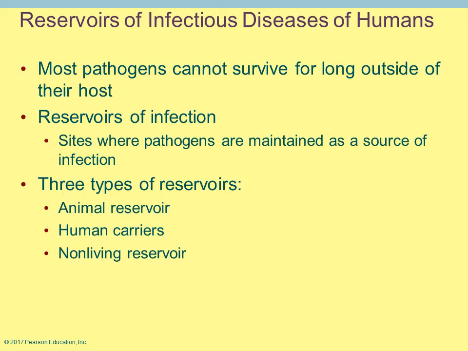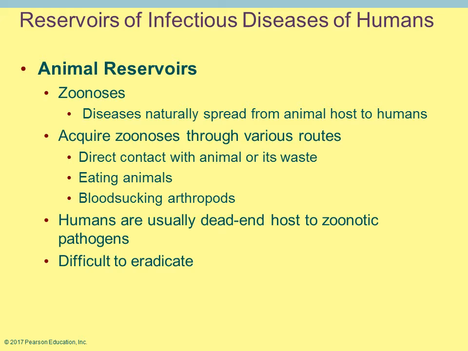Most pathogens can't survive very long outside of a host, so they have to be somewhere. So where are they? They're in what we call the reservoir. This is where some of them are always going to be, kind of like maintaining a stock culture, if you will. This is what happens in nature. There are three different types of reservoirs: animal, humans, and non-living. Animal reservoirs are known as zoonosis. These are diseases that naturally spread from animals to humans.